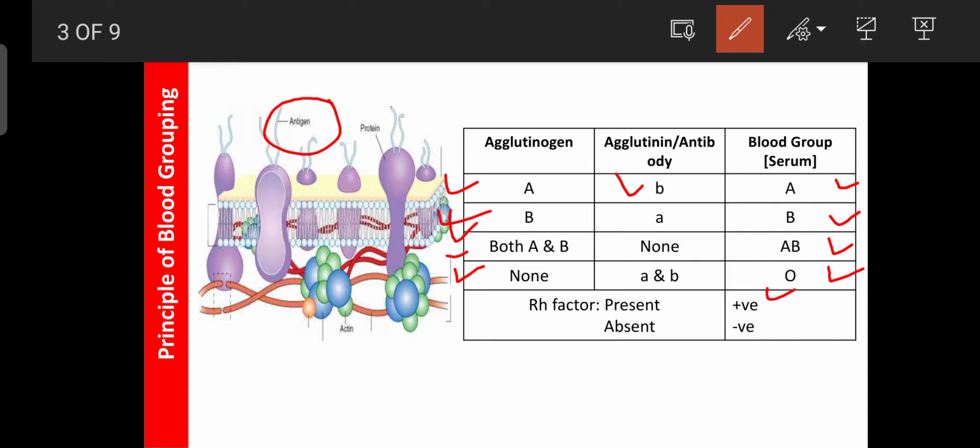Next, regarding blood group B, that person has antibody A, so they can donate blood to the B group as well as the AB group, but they can receive blood only from the B and O groups.